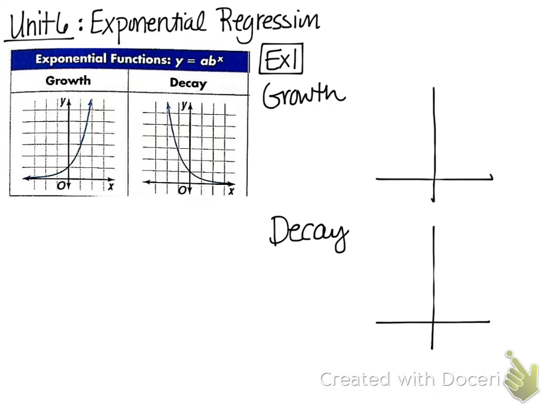So example 1 says, let's create a scatter plot where a model of exponential growth would be a good regression model for it. So here's just an example. Starts going up pretty quickly. And then decay, we have a quick drop, and then it eventually flattens out. Okay, so that's example 1.